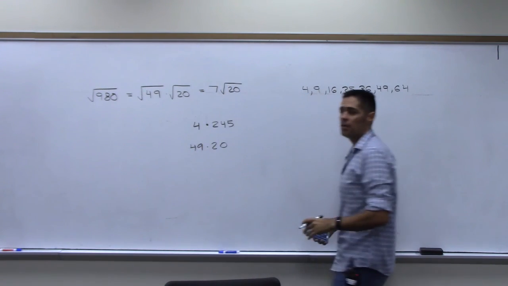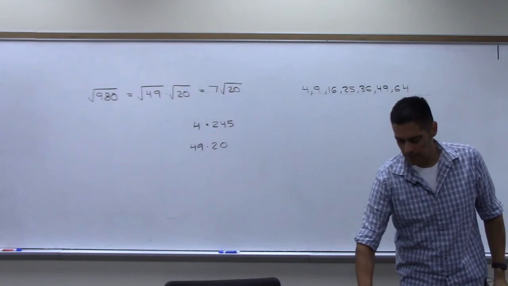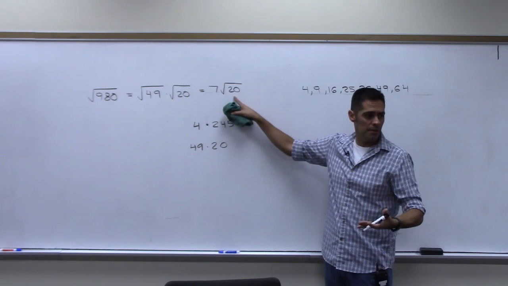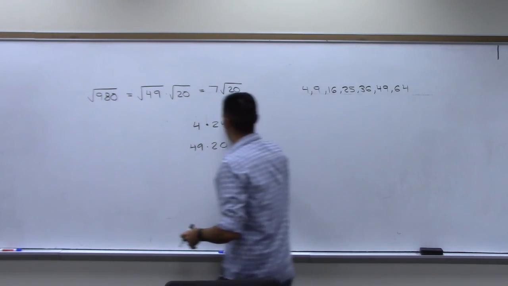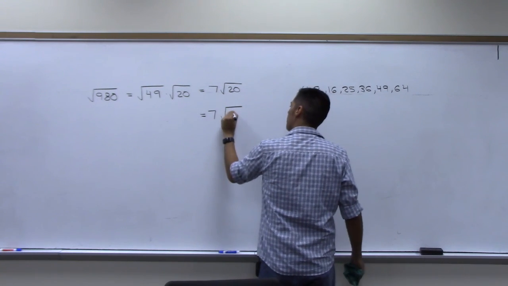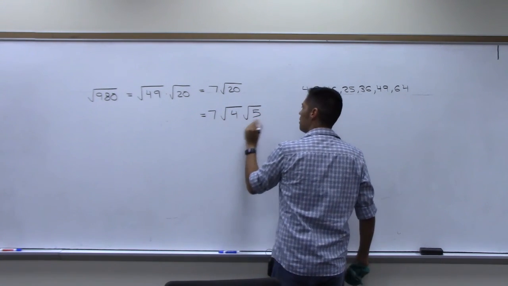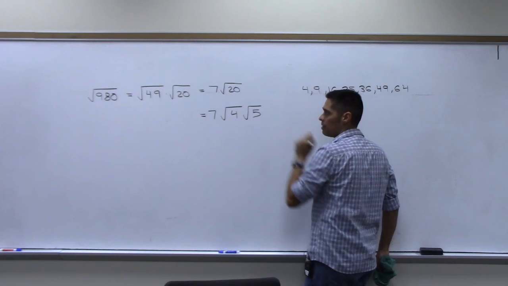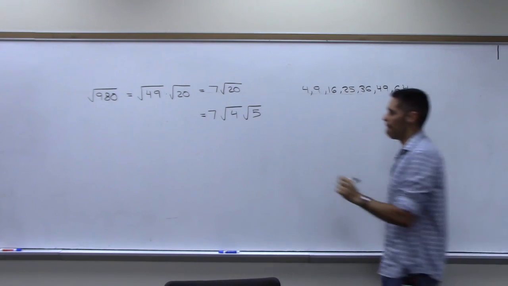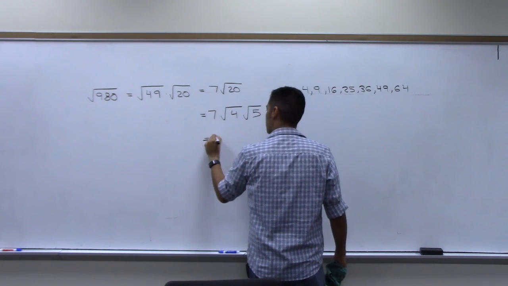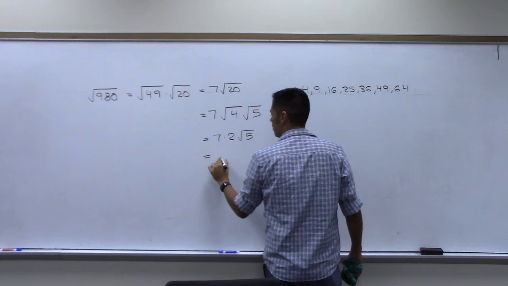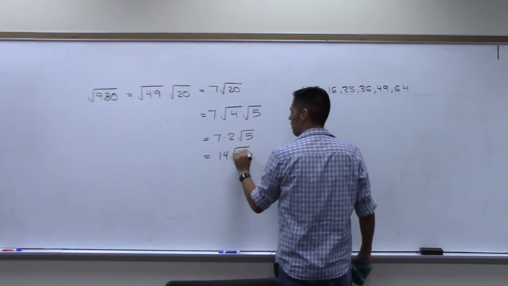But I'm not done because 20 breaks down to be 4 times 5, right? It's 4 times 5, and 4 is a perfect square. So I'm going to have to do a little bit more work. 7 root 4 times root 5. Understand? I broke the root 20 into 2 pieces. And root 4 is 2. So you get 7 times 2 times root 5. And this is, what, 14 root 5?